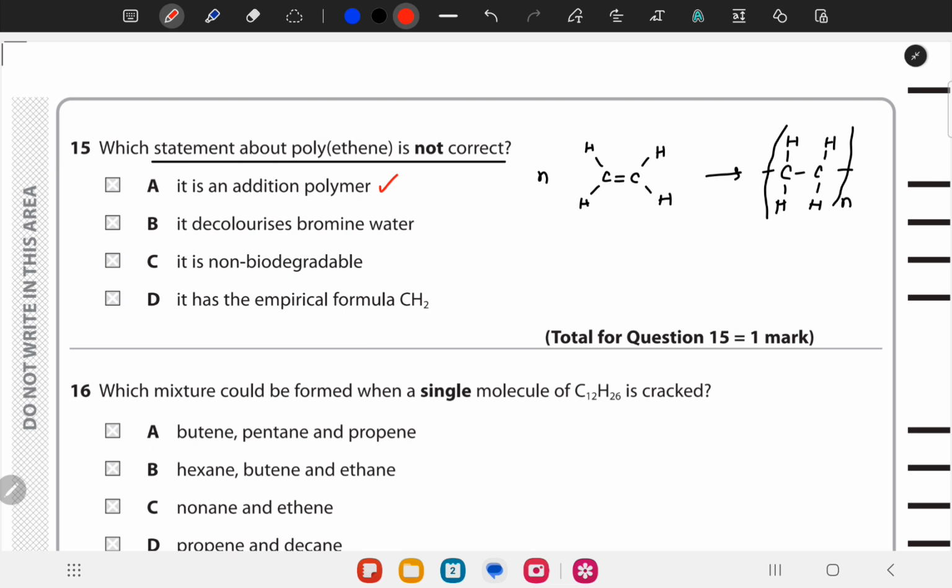If you're not sure about this, you can also eliminate the other options. It is non-biodegradable, that's true. Polyethylene cannot be recycled by bacteria. It also has an empirical formula of CH2. There are twice as many hydrogen as carbon. So we are only left with option B.